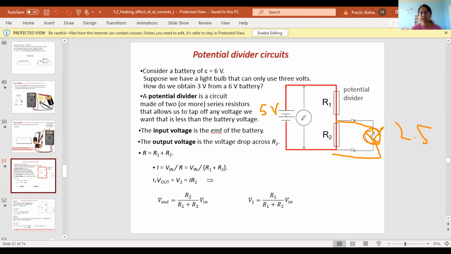Okay, so it makes sense that this resistor would only get the 2.5 volts, so that means the lamp would get the same potential. Okay, that makes sense.